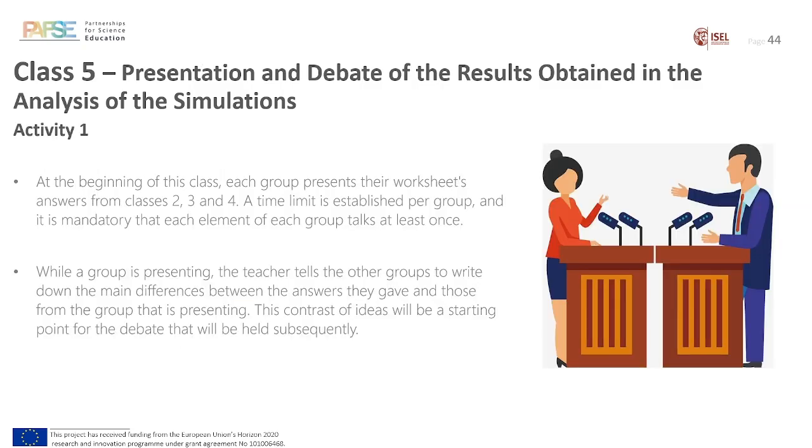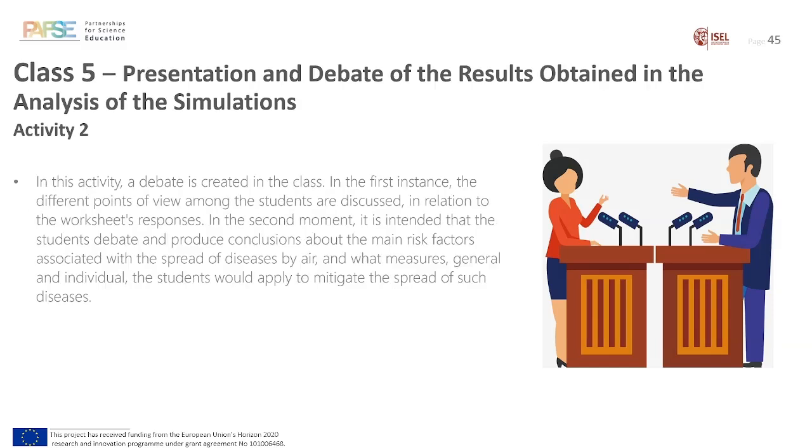So, at the beginning of the class, students should present in groups the answers to the questions of worksheets of classes 2, 3, and 4. A time limit is established per group and it is mandatory that each element of each group talks at least once, because one of the main goals of the PAFSE project is also to encourage students to be able to talk in public about some scientific issues. While a group is presenting, the teacher tells the other groups to write down the main differences between the answers they gave and those from the group that is presenting.